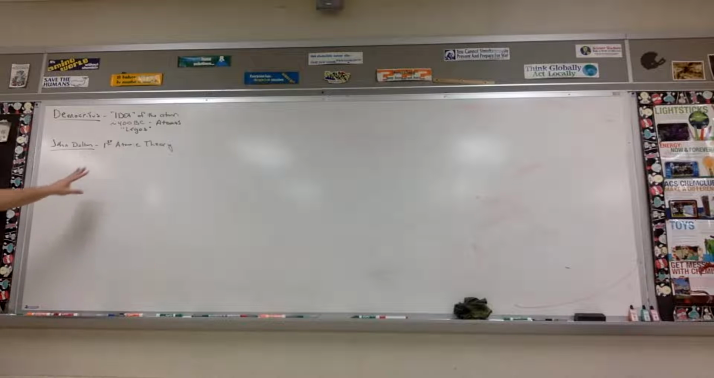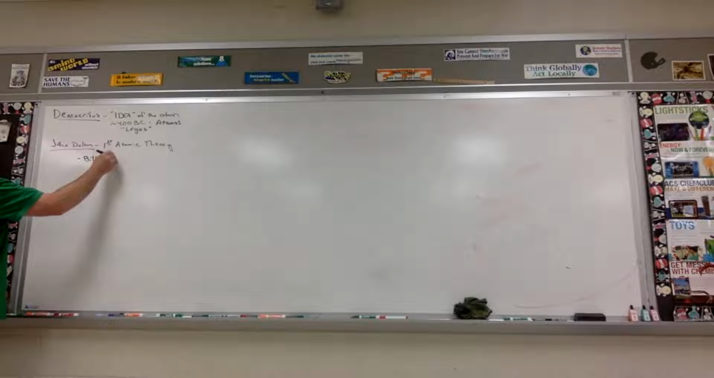So he came up with the first atomic theory. What was his model? The billiard ball. And about what date was this? 1808.